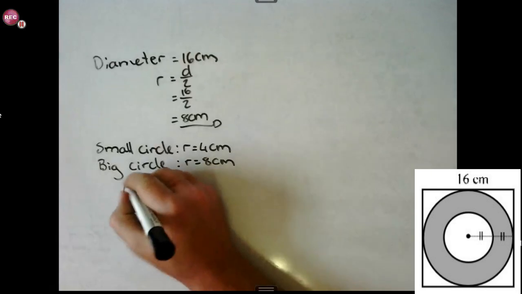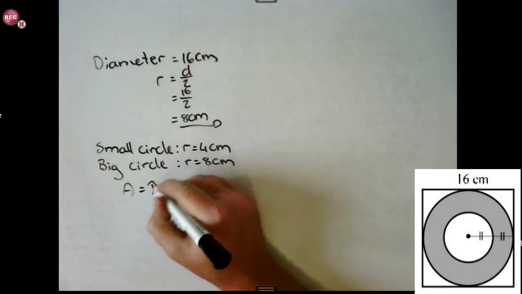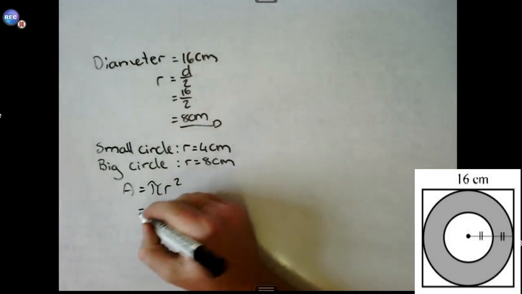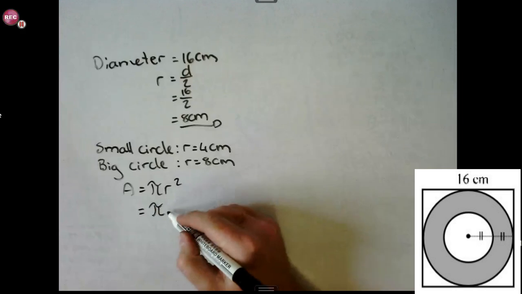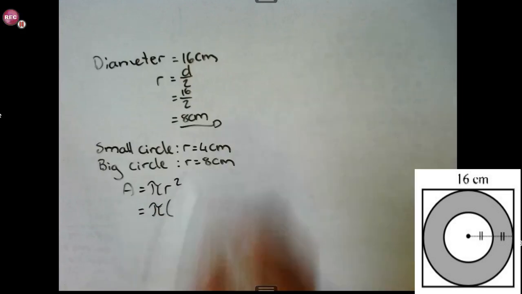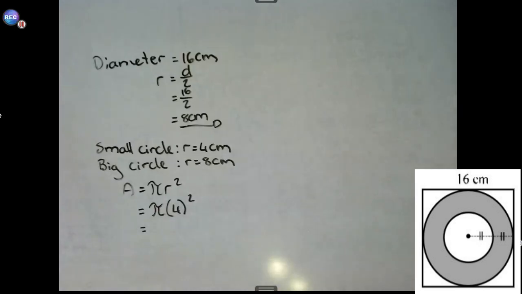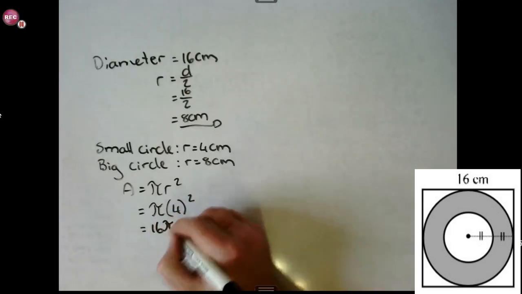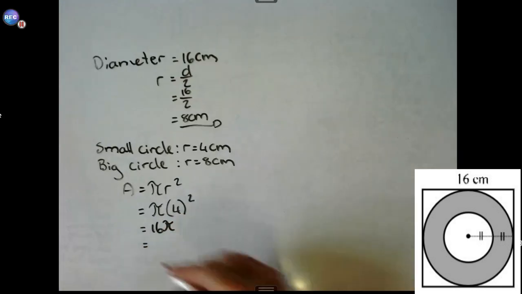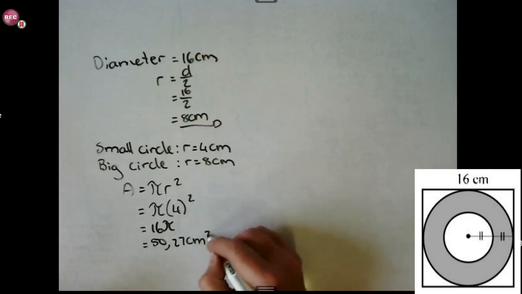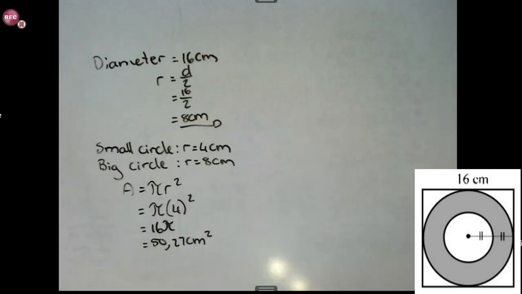So the area for the small circle would obviously be pi times radius squared, because it's a full circle. You don't have to half it. Then you say pi times 4 squared, because you're working with a small circle. If you calculate that, you should get an answer of 16 pi, and that is then rounded off to 50,27 centimeters squared. So that would be the area for the small circle.